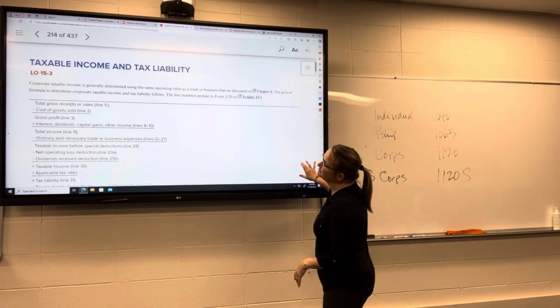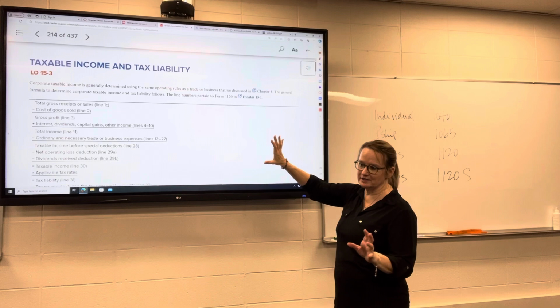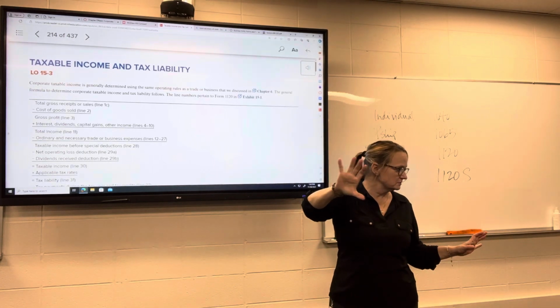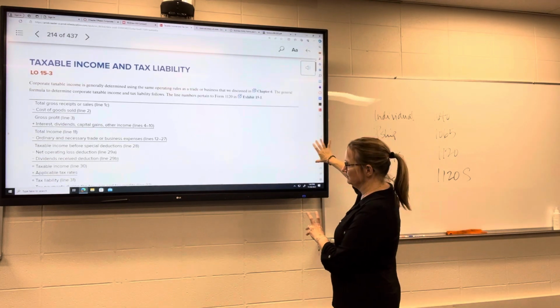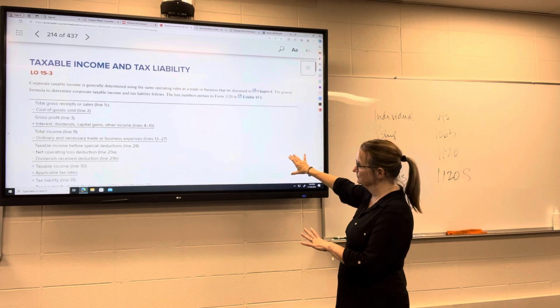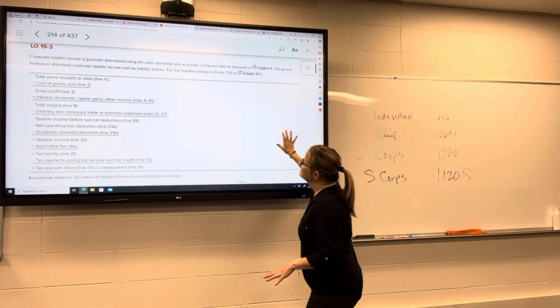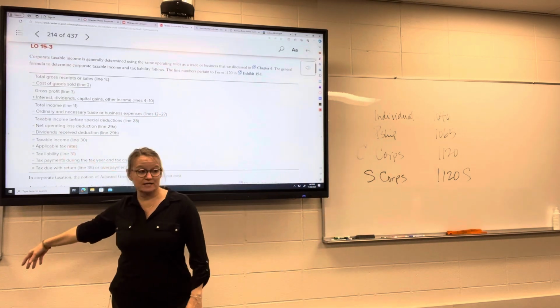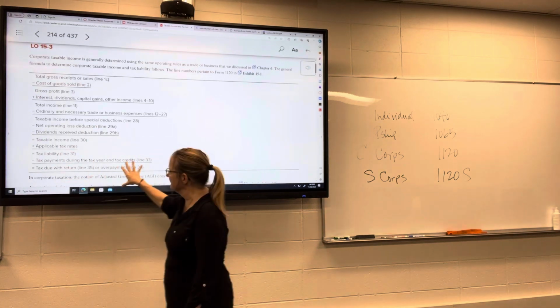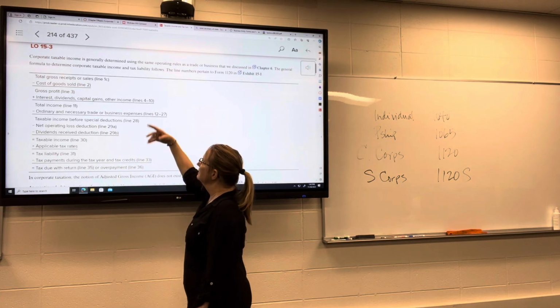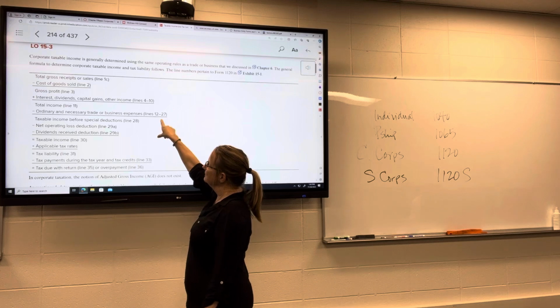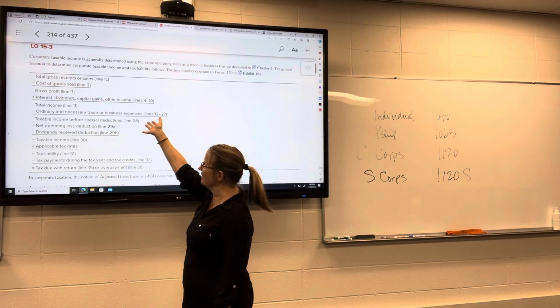Remember our simple tax formula for individuals. Well, now here's our tax formula for corporations. And it follows along the tax return. So it's exactly how the tax return is laid out. Gross receipts minus cost of goods sold to get our gross profit.